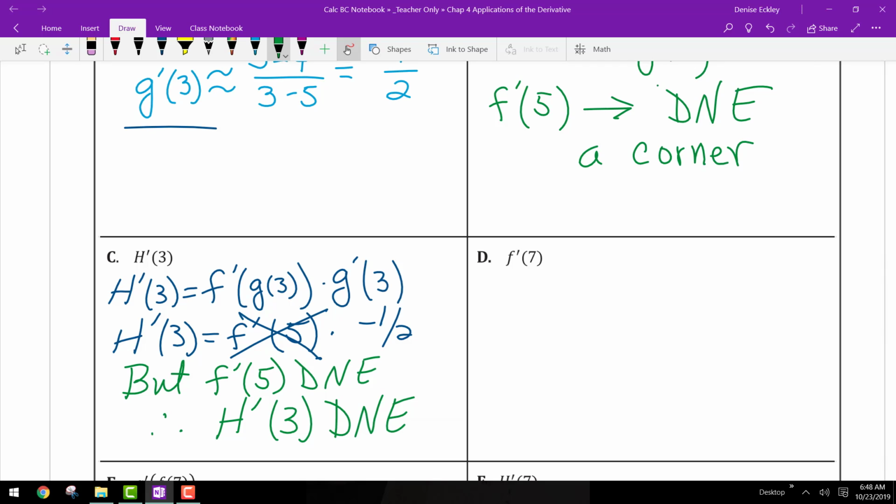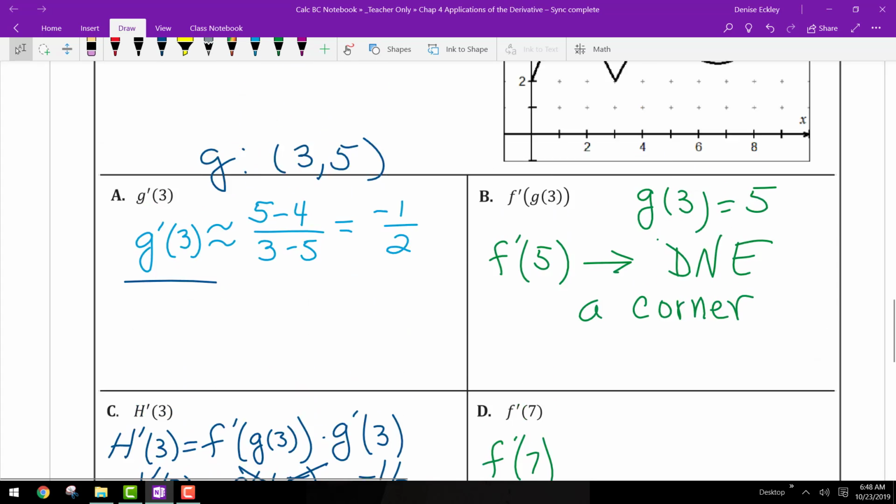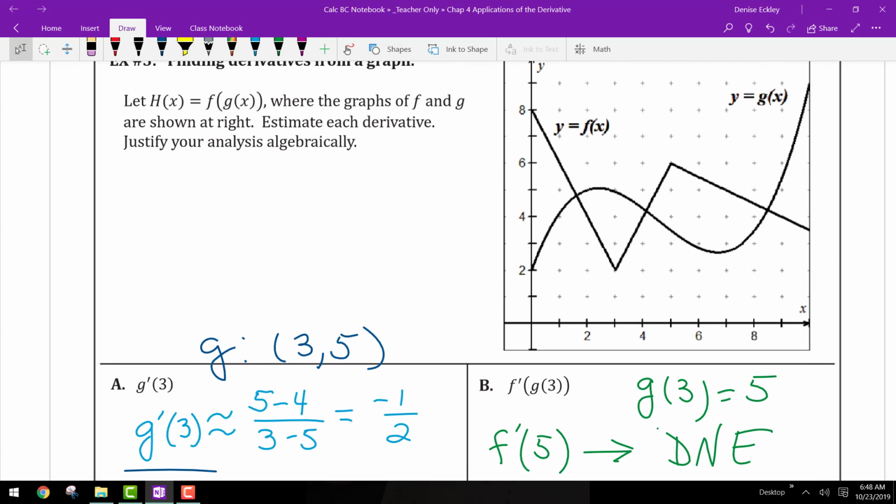Okay, the next one, f prime of 7. So let's find that point on the graph, and we're going to do this one if it's not on one of the corners of f, just like we did part A. So let's find f of 7. Here's 7 right there is the point we're looking for. And that point is (7, 5).